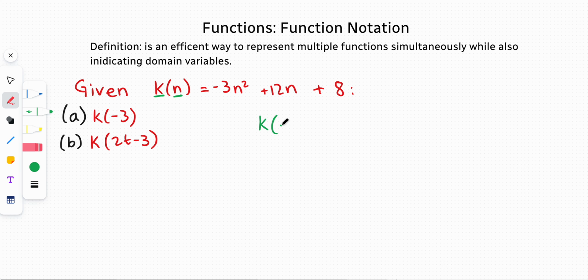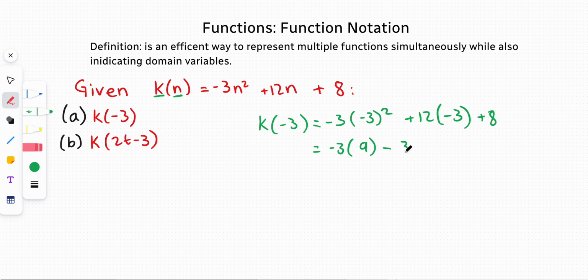We can read this as k of -3 is equal to -3 times -3 squared plus 12 times -3 plus 8. All we need to do right here is simplify to figure out what our output value is. This is equal to -3 times 9 minus 36 plus 8, which is equal to -27 minus 36 plus 8. Once we do the math, we can add these together and we get -55. So k of -3 is equal to -55.